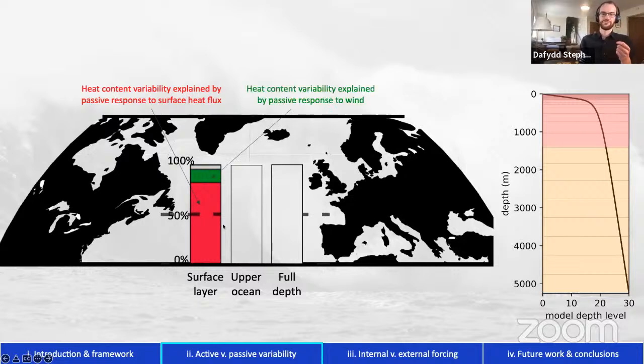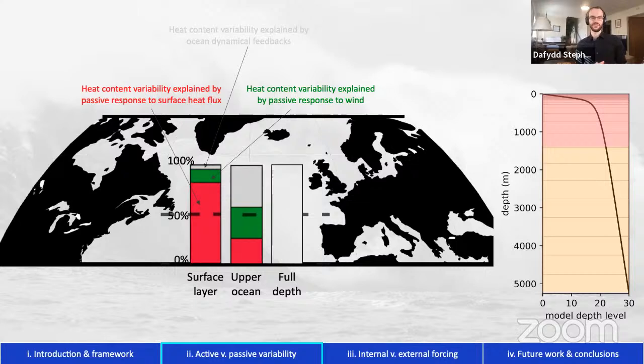Then we have a smaller contribution from the passive response to wind, and then a tiny minority which results from the ocean dynamical feedback component. When we move to the upper ocean over the top 1500 meters, we still have a majority of the variability that is stimulated by passive processes, but this is now much more evenly distributed. So we have a roughly even split between the dynamical component and the passive components, the wind and the surface flux component. And then when we move over to the full water column, the variability is predominantly the result of ocean dynamical feedbacks. And so in order to understand more about where these differences come from, we should take a look at how we arrive at them.